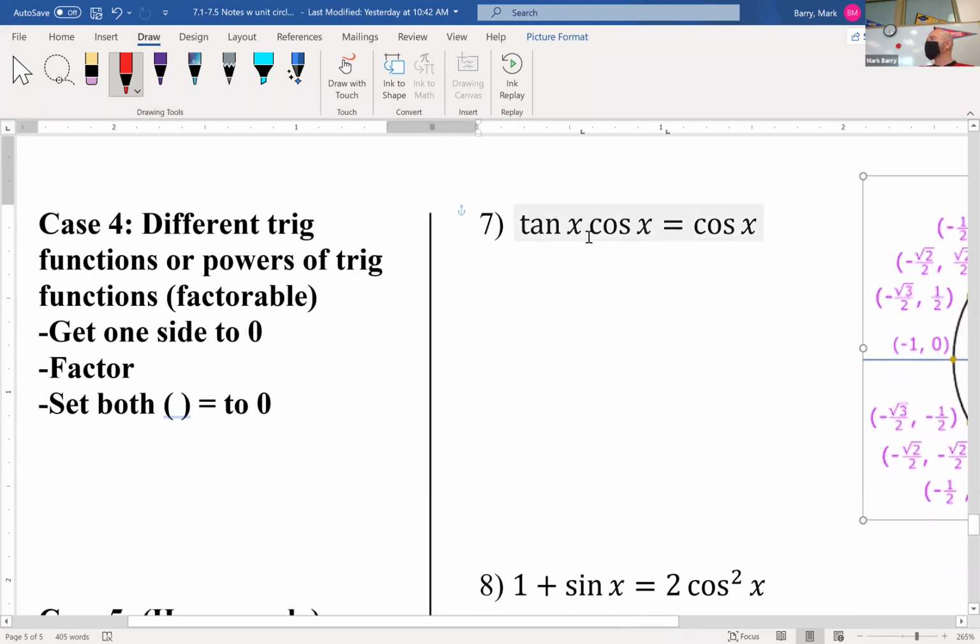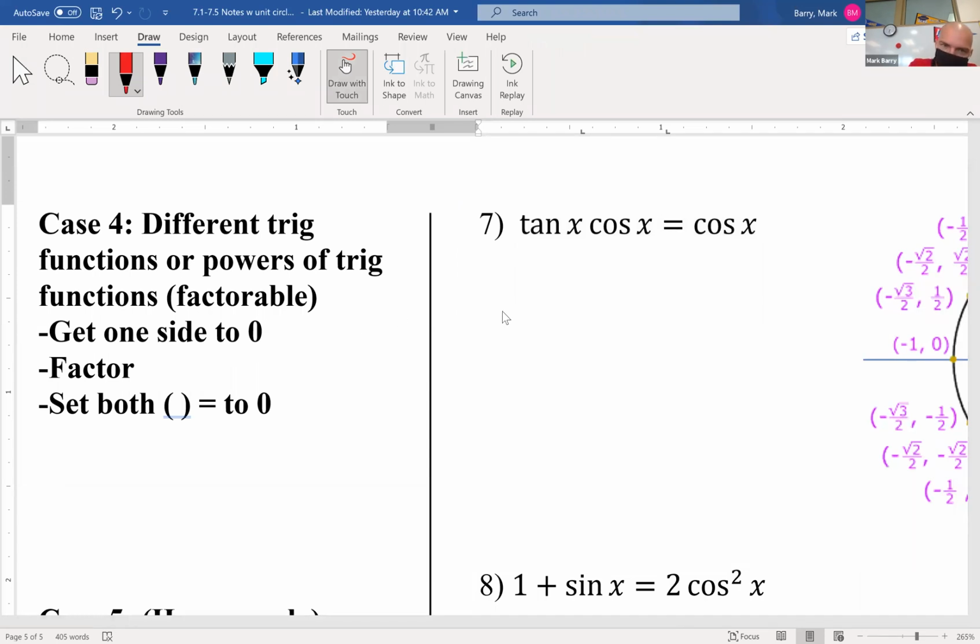All right, so this one we have different trig functions. We got some tans and some cosines, right? What we're gonna want to do on these ones is get one side to 0, okay? And I'm gonna add something to this note. I'm gonna say by adding or subtracting.